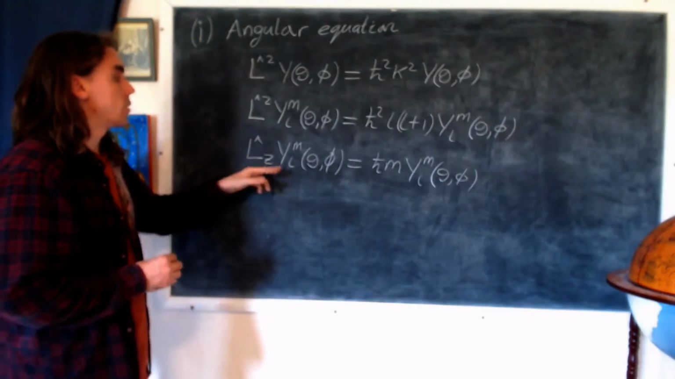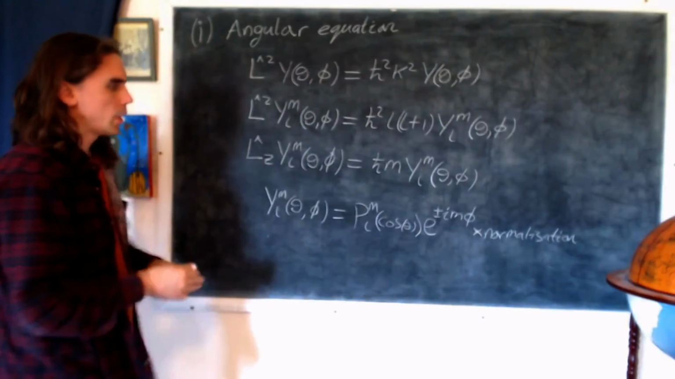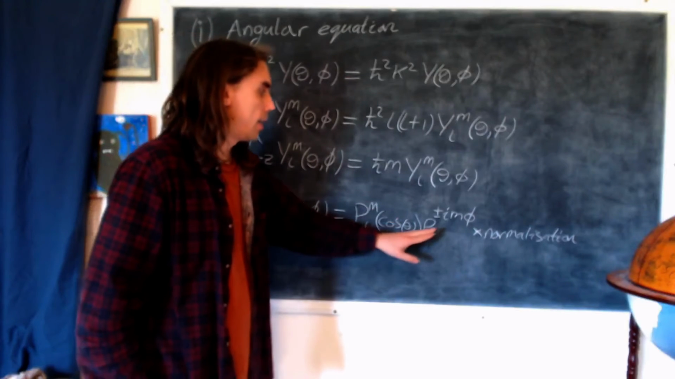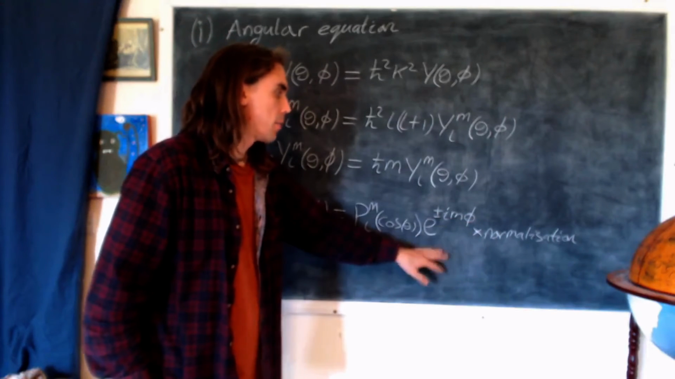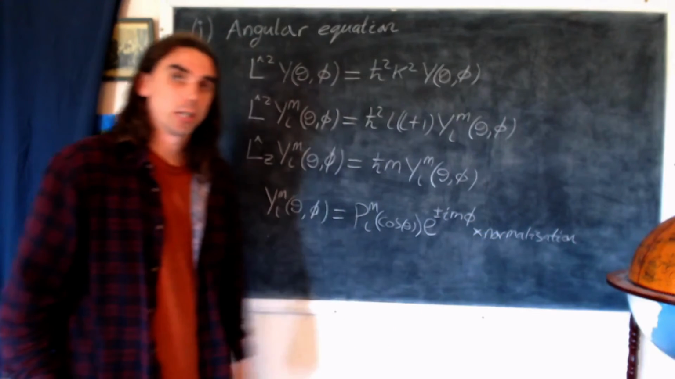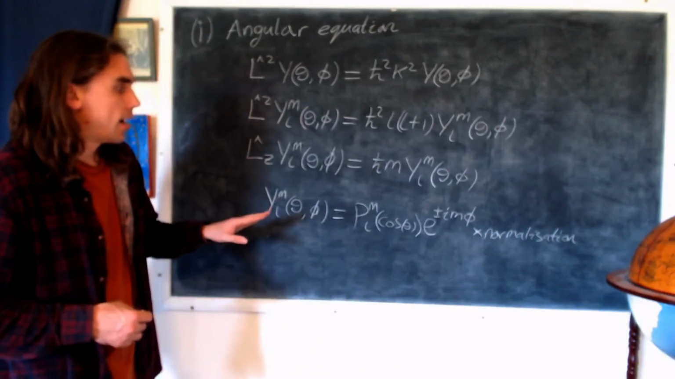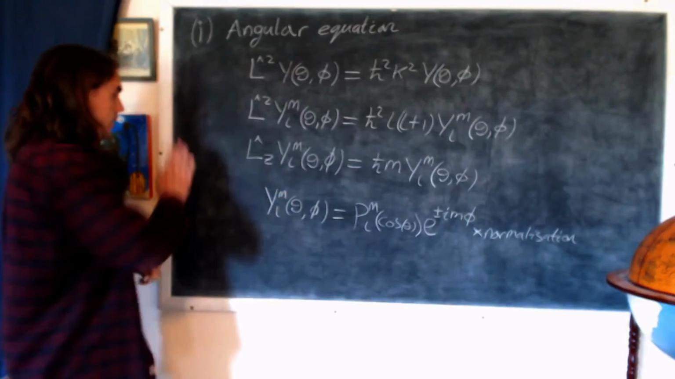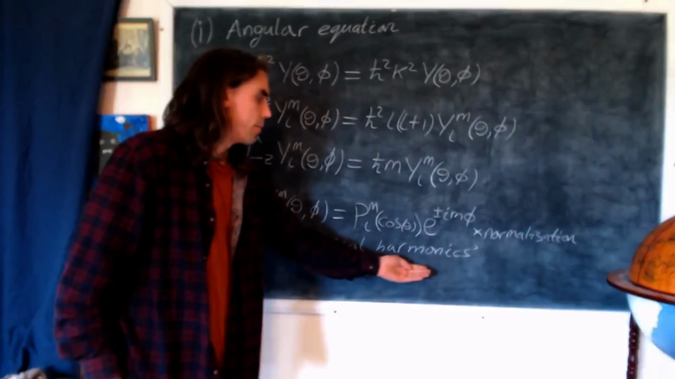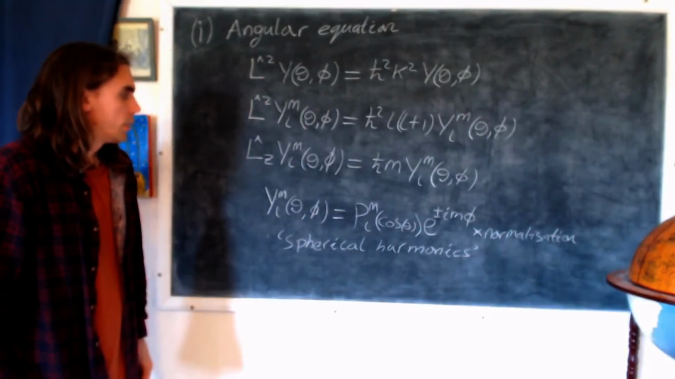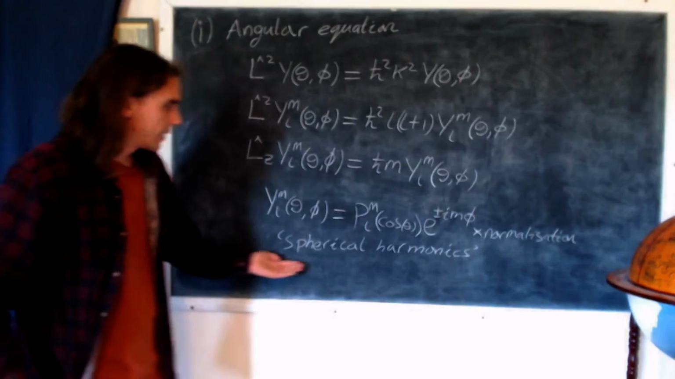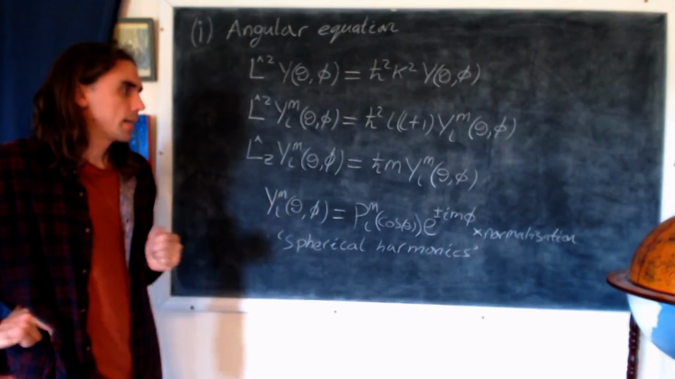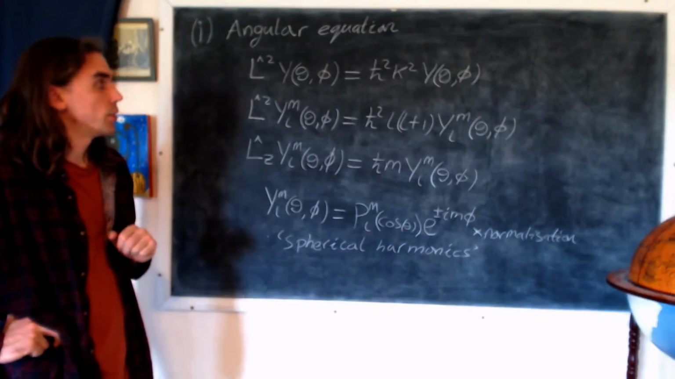And in both cases, Y_L^M is defined as P_L^M of cos theta, the associated Legendre polynomials, multiplying e to the plus or minus i m phi, multiplying some normalization, which we'll take a look at in a second. And the result here, Y_L^M of theta and phi, is what is called the spherical harmonics. And these can be looked up. Again, this is a generally used notation, and you can look up the spherical harmonics and expect to find the particular forms of these functions.